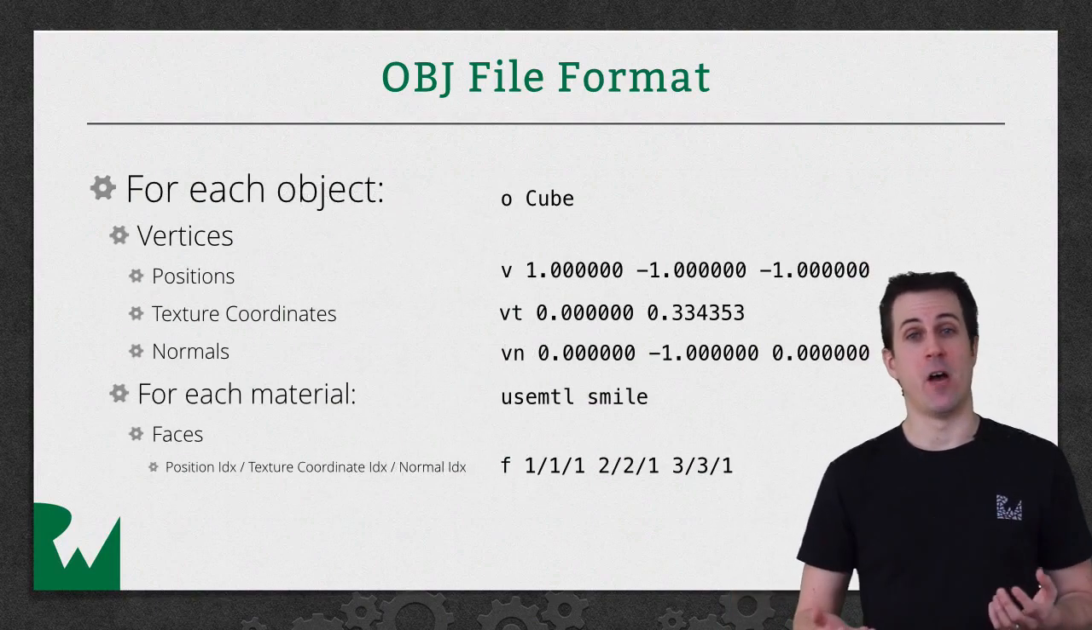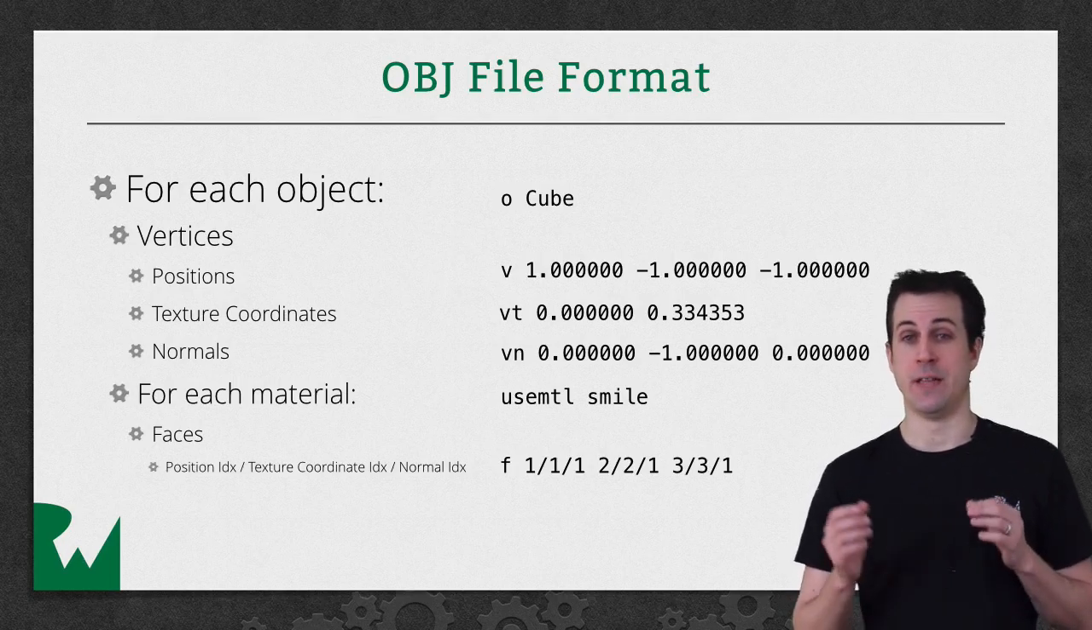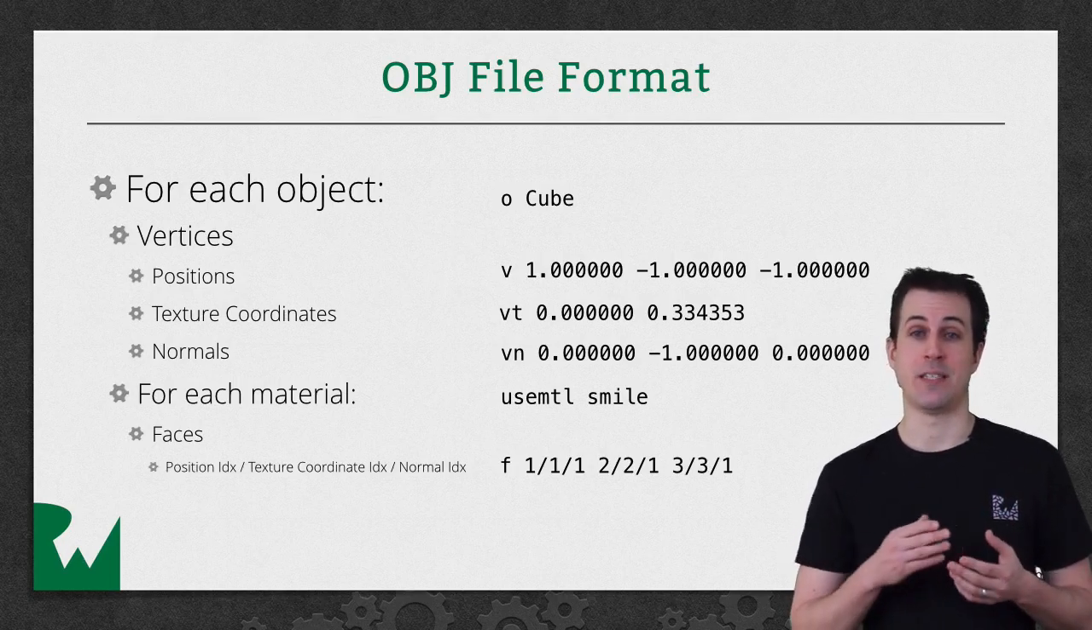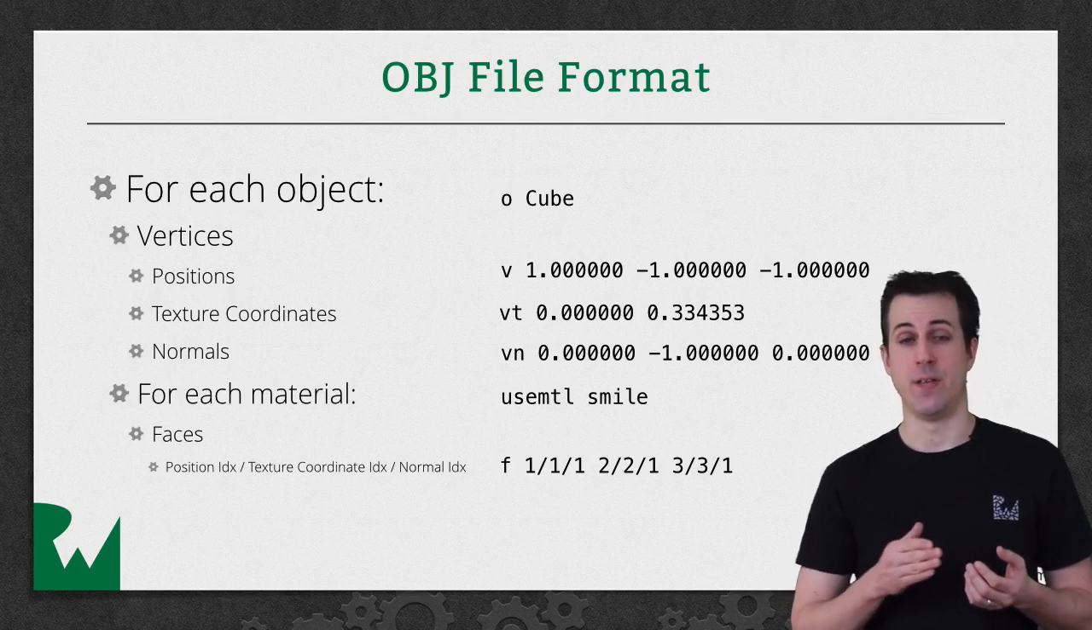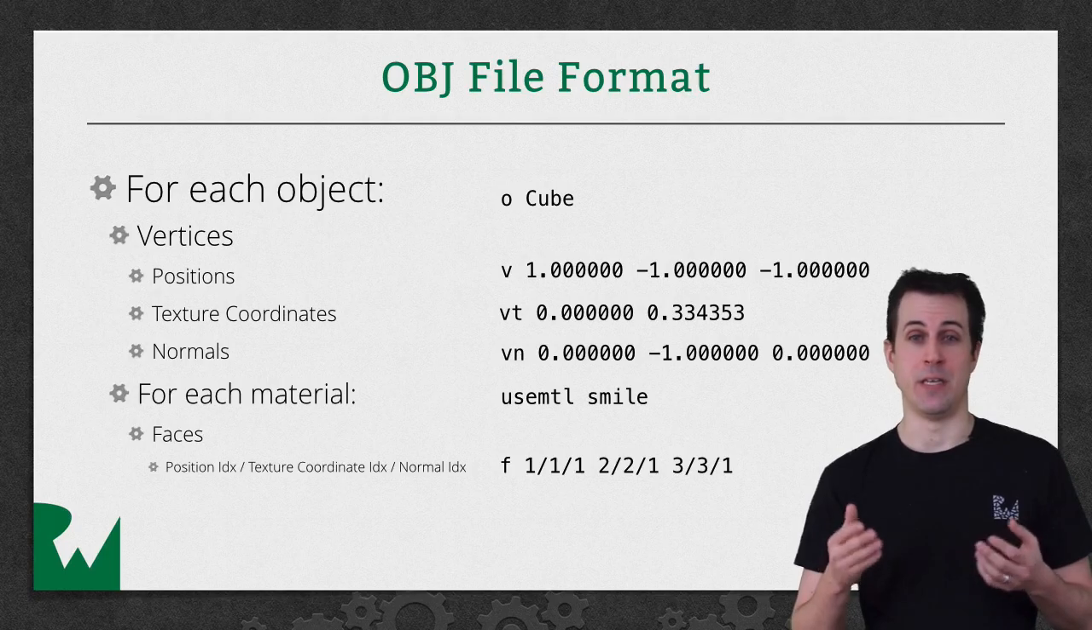Remember that the OBJ file format is just a human-readable text file. So this is what it looks like. For each object, you say O and the name of the object, and then you just list out all of the vertices, all of the texture coordinates, and all of the normals. Now, there's no relation between these yet. They're just literally every position and every texture coordinate.